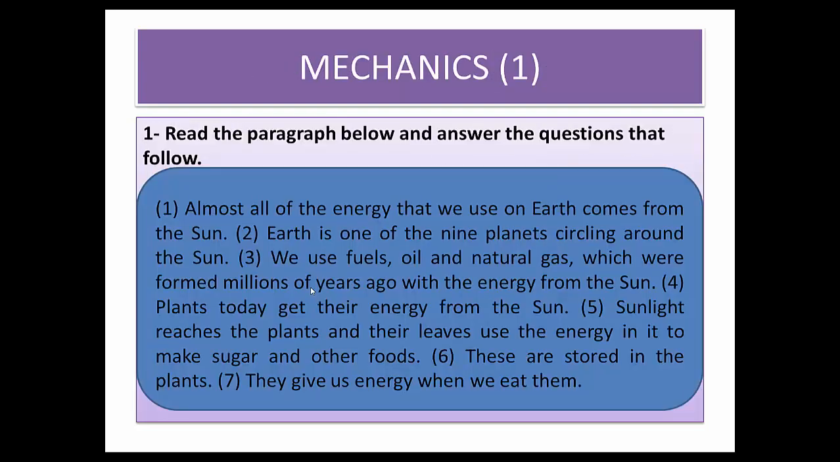Well, which sentence, is it 1 or 2 or 3 or 4, that does not belong to the paragraph, which should be taken out of the paragraph, removed from the paragraph? Let's try the first one. Almost all of the energy that we use on Earth comes from the sun. Okay. Earth is one of the 9 planets circling around the sun. We use fuels, oil and natural gas, which were formed millions of years ago with the energy from the sun. Plants today get their energy from the sun.